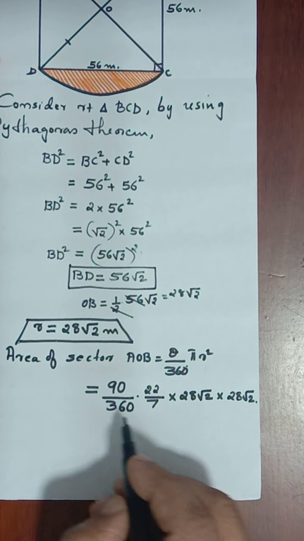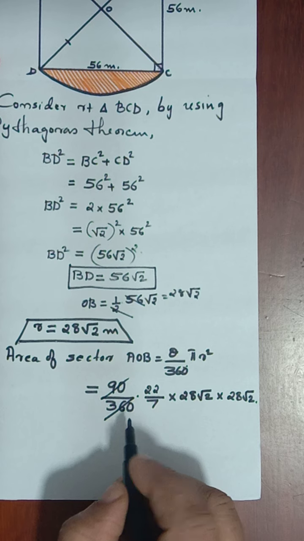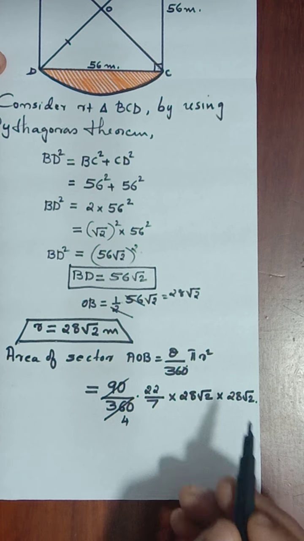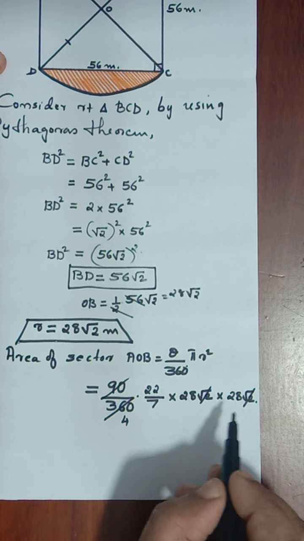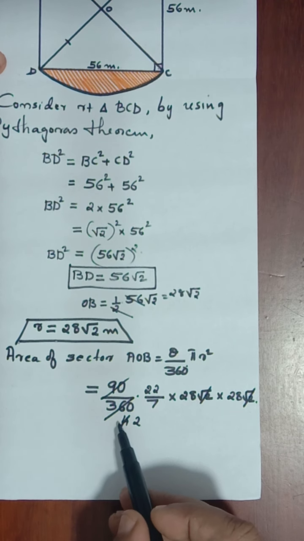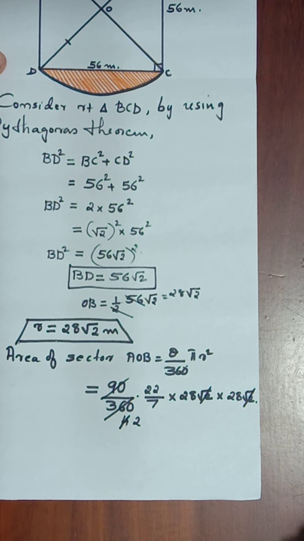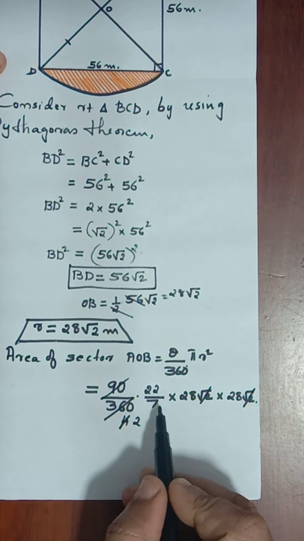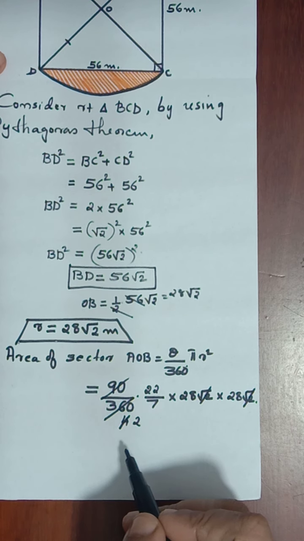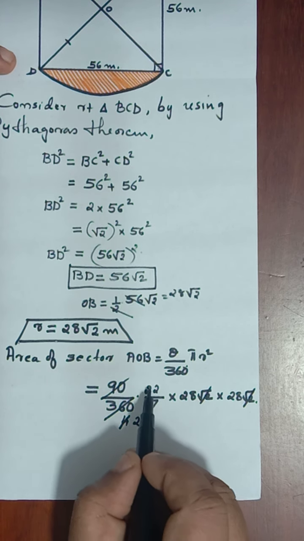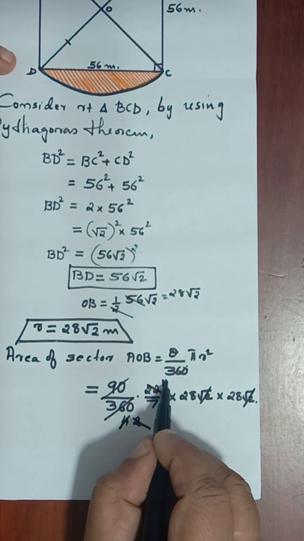Here we can simplify. 90 by 360 is 1 by 4. Now we can cancel root 2 into root 2, which is 2. This 2 can be cancelled with 4. Root 2 into root 2 is 2, cancelled. Now here we are getting 28, 28, 22 by 7 and also 2 in the remainder. Here we can cancel again. So 22 can be cancelled, so we are getting 11.